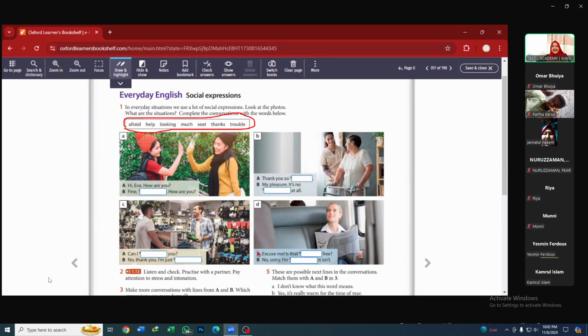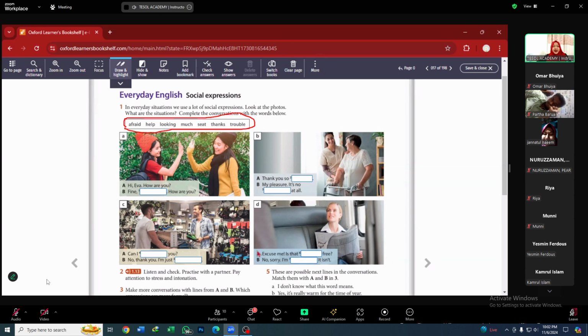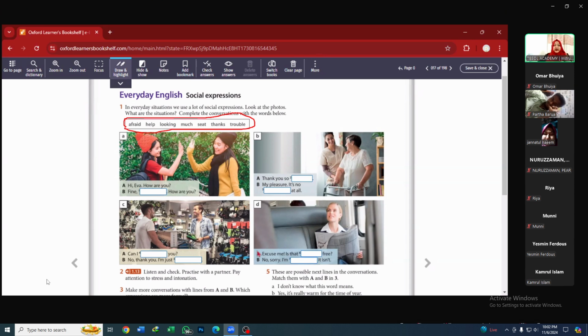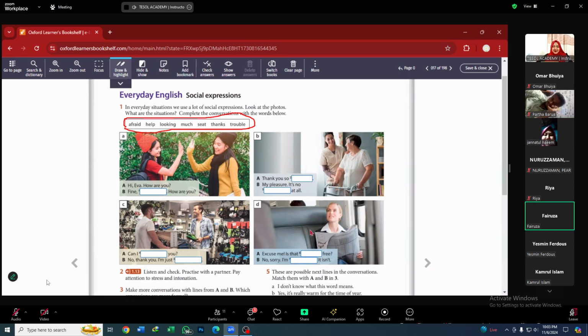Very good. Afraid means here in the expression that I'm sorry, I'm not sure if it's free or not, or I'm sorry, I don't think it's free. But in particular, afraid means to be scared. But here it's just an expression. Okay, thank you so much.